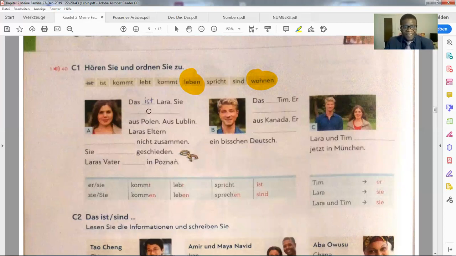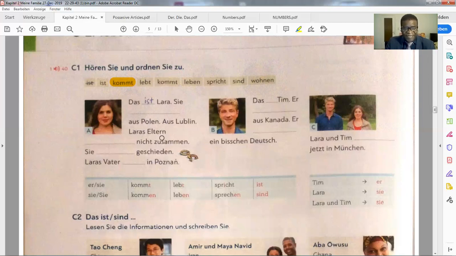Das ist Lara. Sie aus Polen. So, aus Polen, you can tell from here. Okay, now we are in an exam room. Aus Polen, from Poland. Aus Lublin. From Lublin. So this is a city in Poland, Lublin. So this is Lara. She comes from Poland. So let me cancel that, we're going to start afresh. You say, she comes, that's why there's T, from Poland, from Lublin.